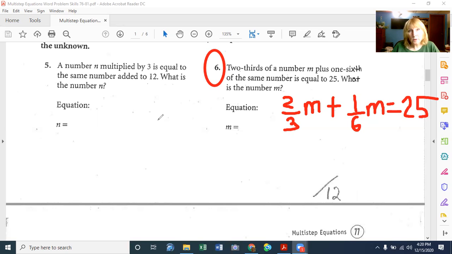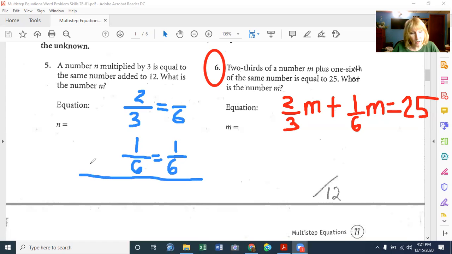I have two like terms to combine before I can solve. I have 2/3 m plus a 1/6 m. So if I remember when I did my fraction units, I have to have the same bottom number in order to add them together, and I don't. So I have to change that so that I do. So 2/3 can be changed to a 6 on the bottom. The 1/6 is already in sixths, so I'm just going to rewrite it over here as 1/6. And of course, we have an m that goes with that. So in the end, I'm going to put the m back with it.